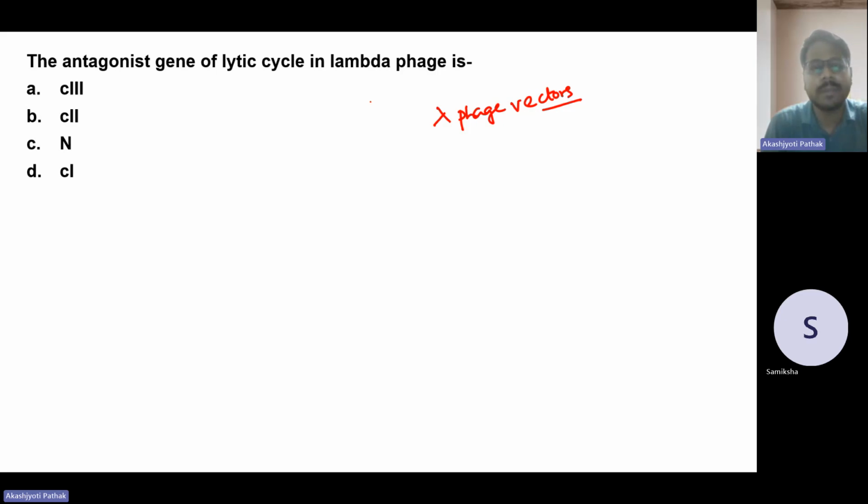While in the lysogenic cycle, what happens? The phage DNA, after entering the bacteria, integrates into the bacterial chromosome. So when the bacterial chromosome replicates, the phage DNA also replicates along with it. That is the lysogenic cycle. There is one repressor protein, the C1 protein. This C1 protein is an antagonist of the lytic cycle. It inhibits the lytic cycle while it promotes the lysogenic cycle.